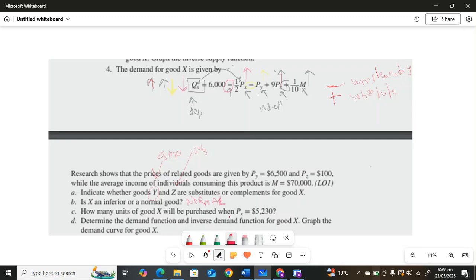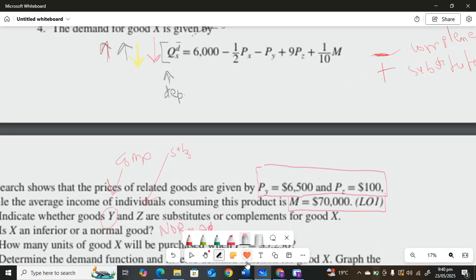Now with this type of question, because part D says how many units of X will be purchased when PX equals 5,230, the first thing you need to do is notice they've given us values of PY, PZ, and M. We have to substitute these values into the demand function so that we simplify it. Once they're substituted, the demand function will be simplified and we'll be able to tabulate it. So let's do it.